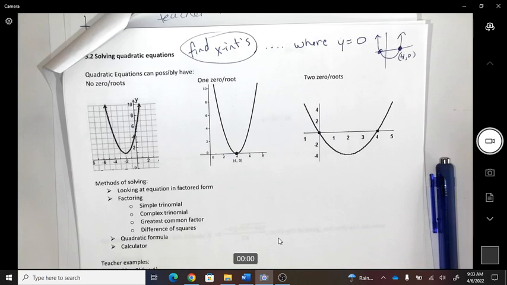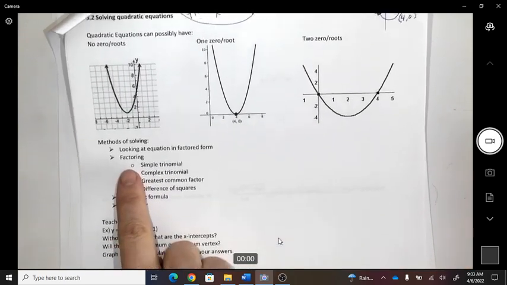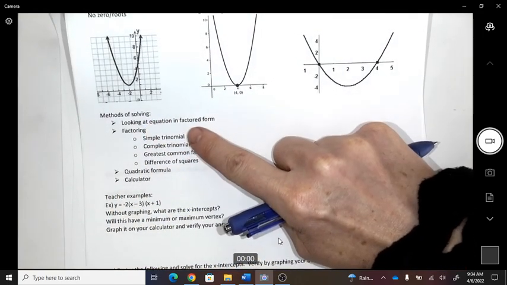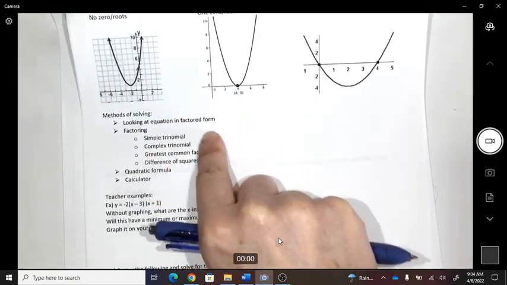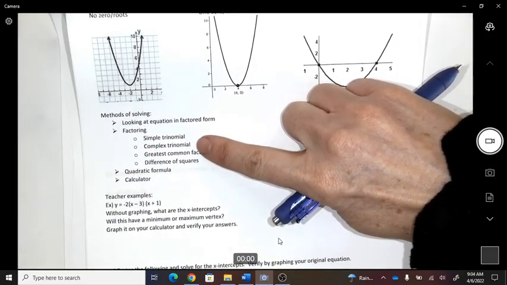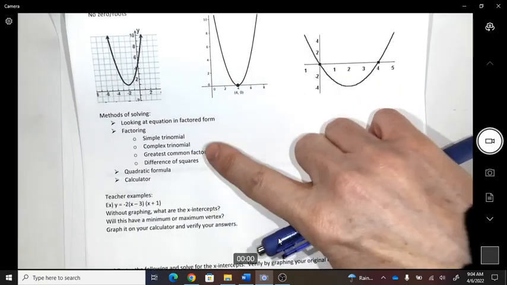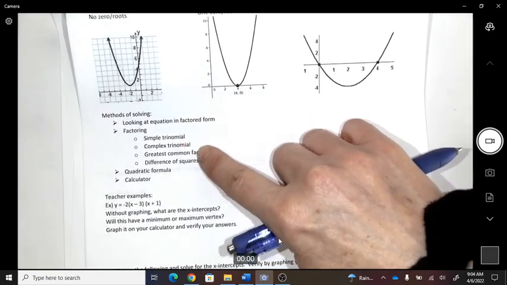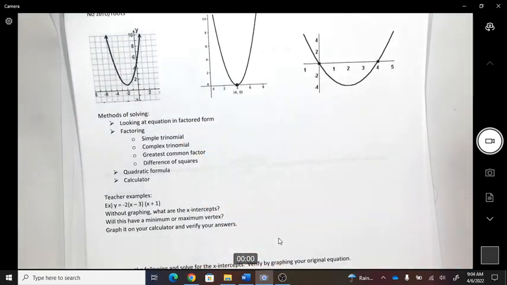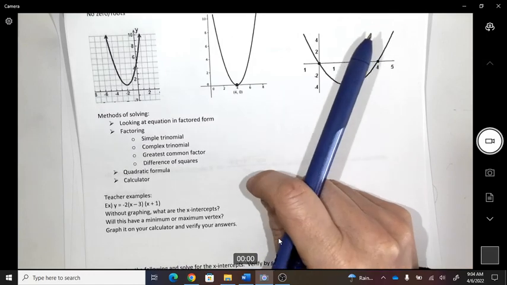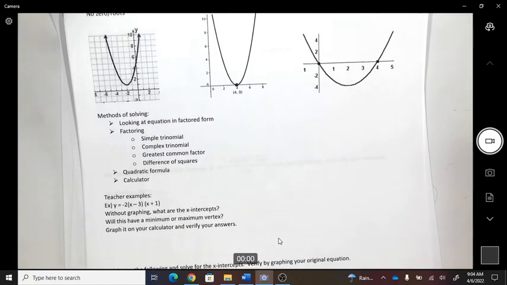Okay, so we have a bunch of different methods. So here's the methods. You could factor. You can use a quadratic formula, or you can use your calculator. Okay? When I look at factoring, we have 4 styles of factoring. So here they are: simple trinomial, complex trinomial, GCF, and a difference of squares. You did this in grade 10. Do you remember some of these things? It's been a while. You should remember, because we did it in grade 11 pre-calc. Okay.